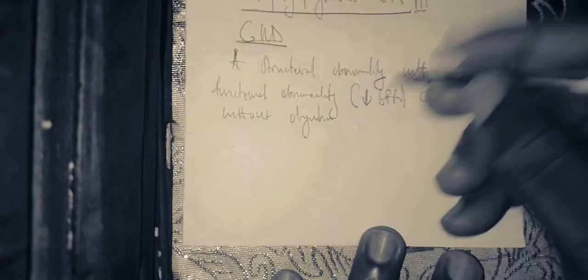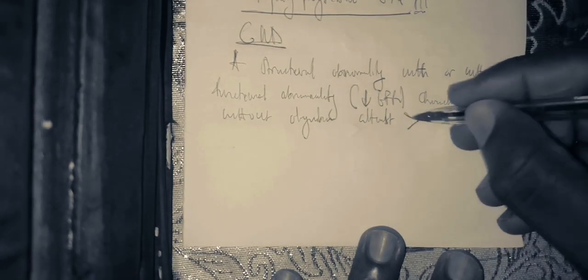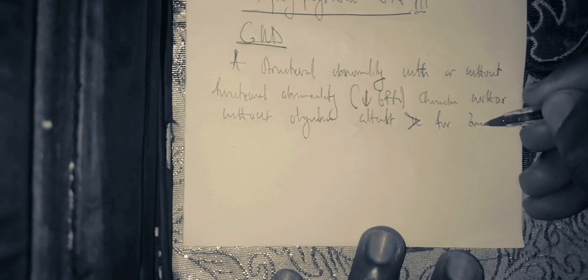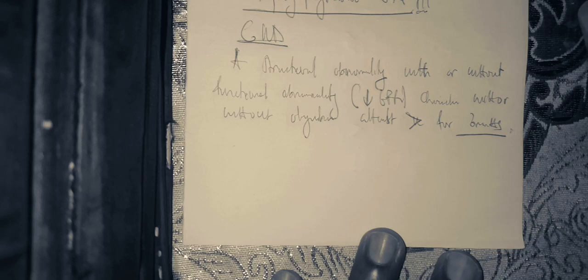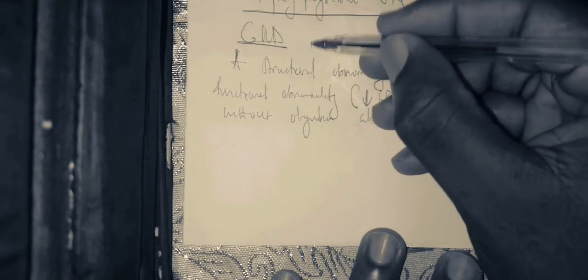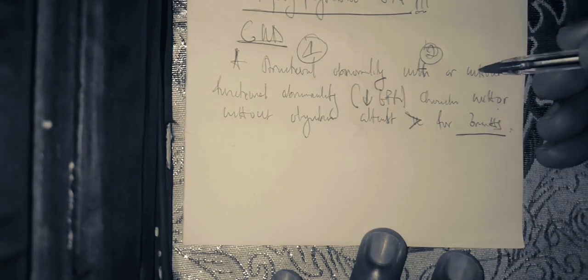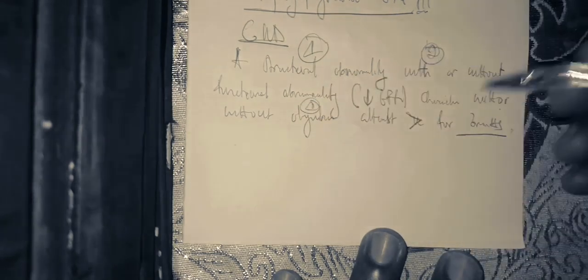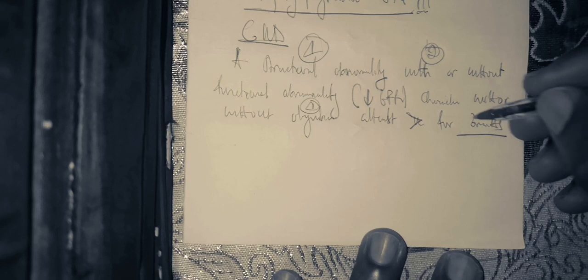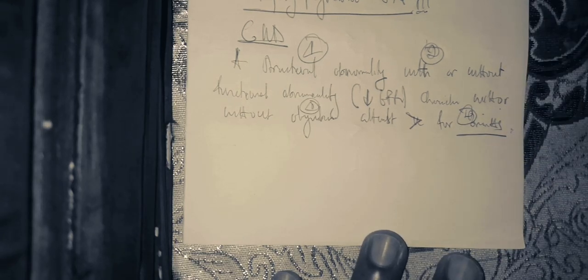at least for 3 months. So that's the definition of chronic kidney disease. When they ask you for the definition of chronic kidney disease, you must have structural abnormality with or without functional abnormality, characterized by oliguria, and lasting at least 3 months. So those are the different elements.